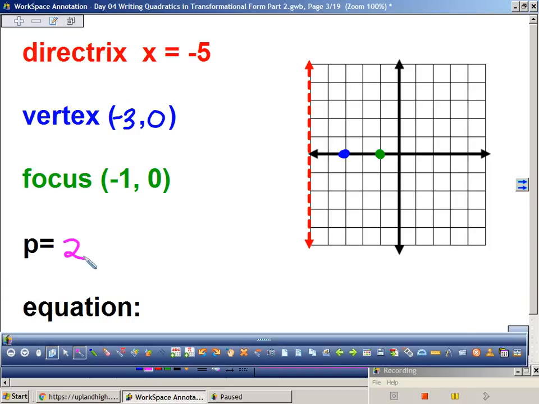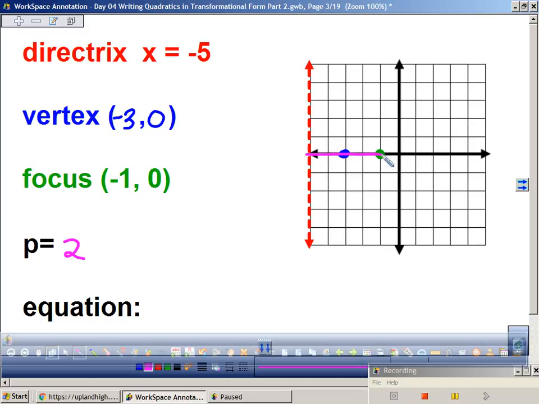That means all the way across is 4. Doesn't that mean it needs to open 4 as well? 1, 2, 3, 4, because this has to be a square. That's how you can always tell if you've got this distance correct, because going all the way from your focus out to your parabola and then your focus down to your directrix should make a perfect square. So if I know that that's 4, that means I need to go out 4 as well.